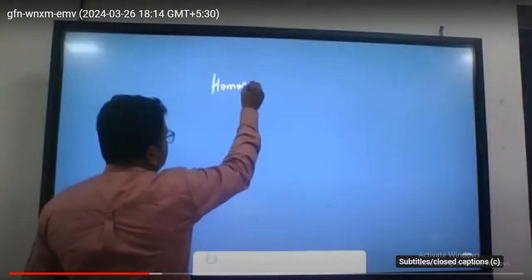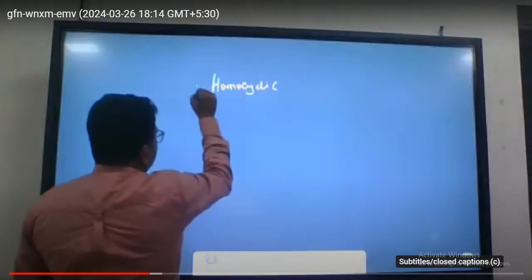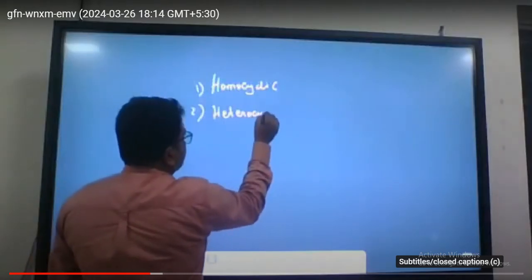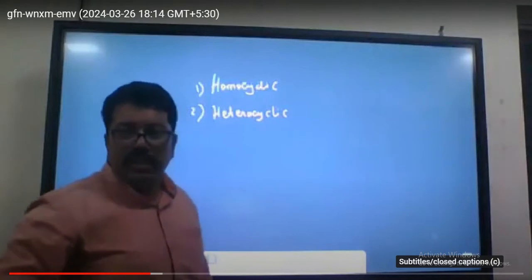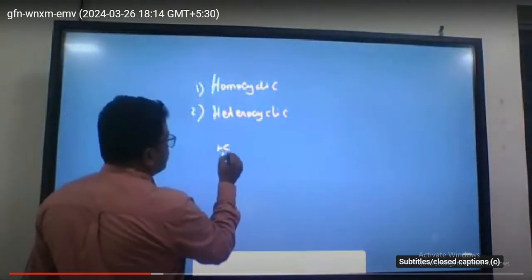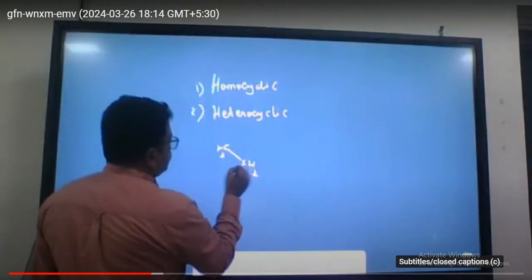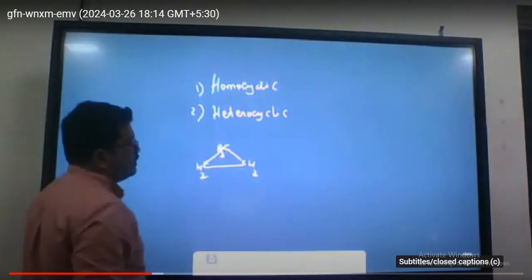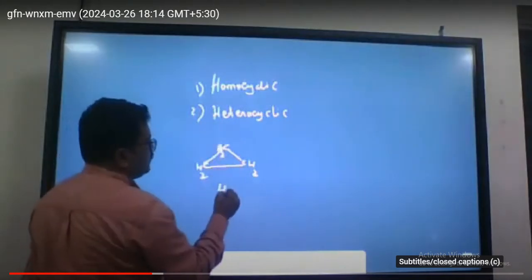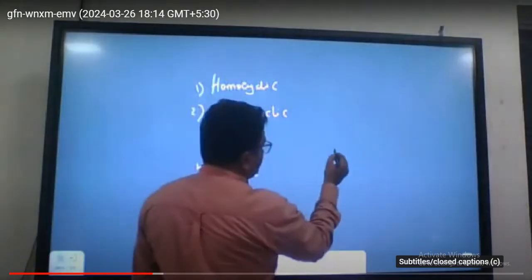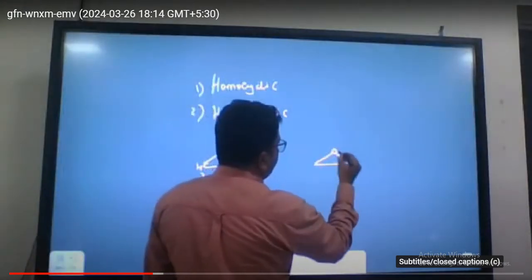Next, cyclic compounds are of two types, homocyclic and heterocyclic. Homocyclic means it contains only carbon and hydrogen. So this is CH2, cyclopropane. This is homocyclic. Heterocyclic means it contains at least one heteroatom.